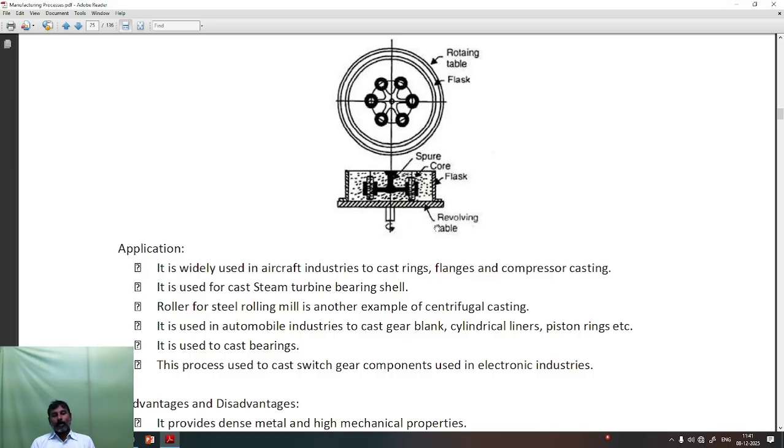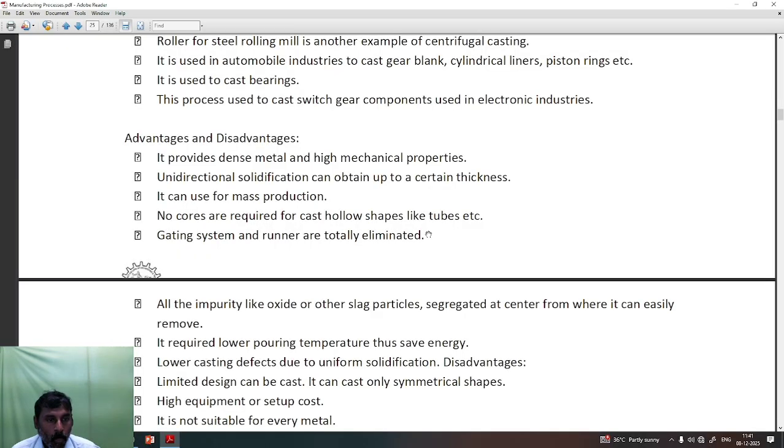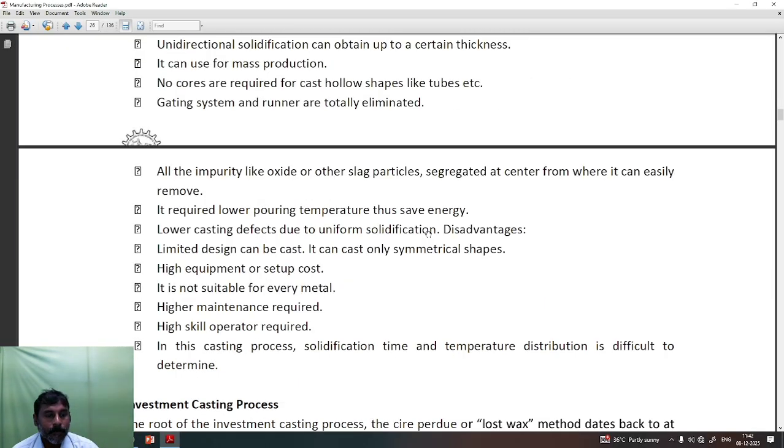This process is used to cast gear components used in the electronics industries. Advantages: it provides dense metal with high mechanical properties.